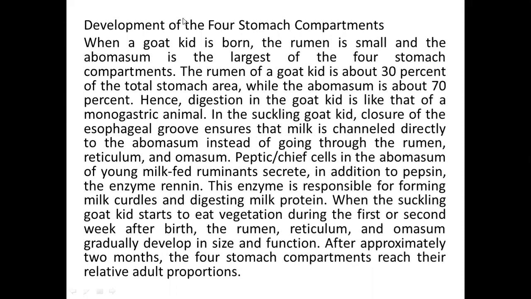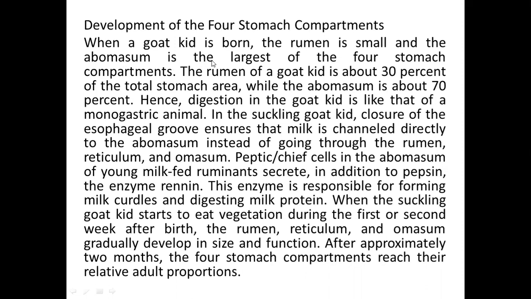Okay, so we are back. The development of the four stomach compartments. As you have read on the slide, at the earliest stage, when the kid is born, the fourth chamber of the stomach is not formed yet. The four chambers of the stomach are not in their mature proportions at that time. Yes, they are present, but the proportion in terms of their size is somewhat different.